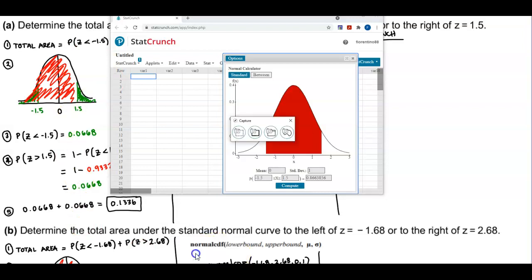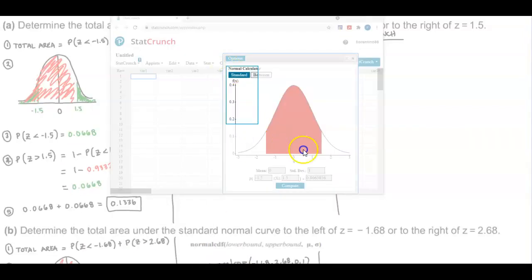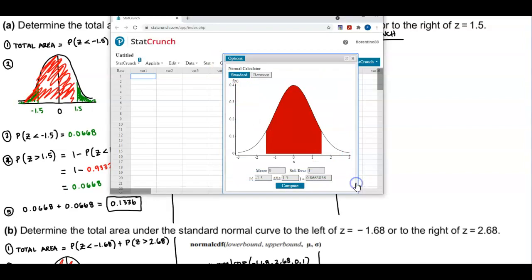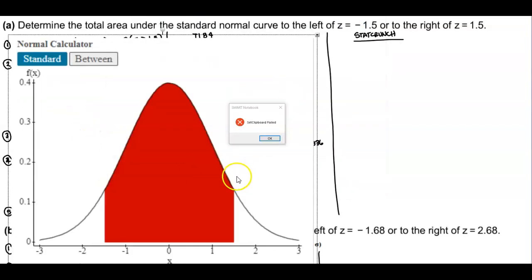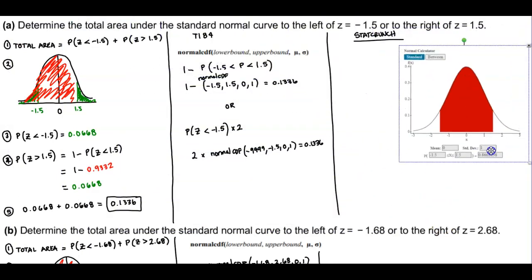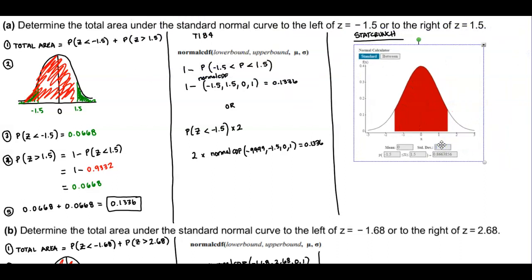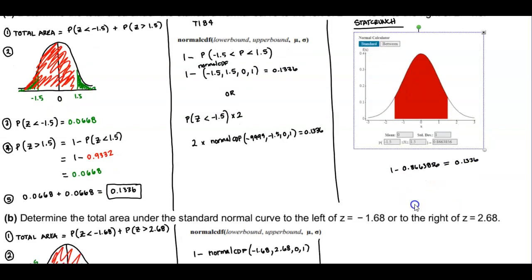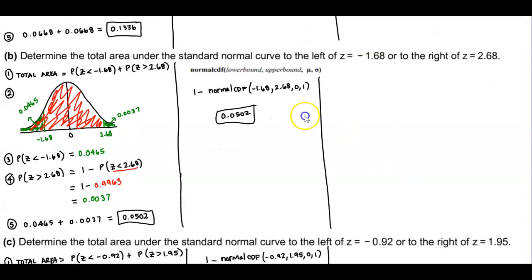in order to find the area, if we take the area that's inside, what we're going to do is subtract it from 1 to get the area in the red. So if we take 1 and then subtract 0.8663856, that's going to give us 0.1336. Okay, likewise, if we come down here, we want to find the area that's in between.